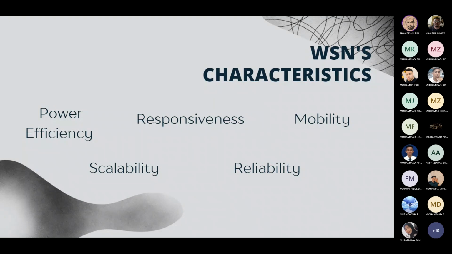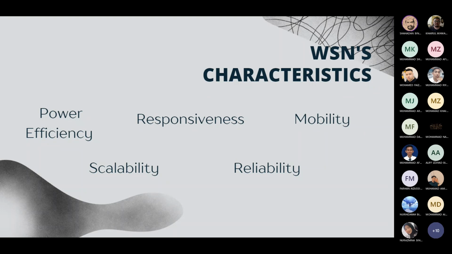And next will be the reliability. So it is required to have reliable data transmissions in a state of continuous change of network structure. And lastly would be the mobility, where the network itself is able to handle mobile nodes and changeable data paths.